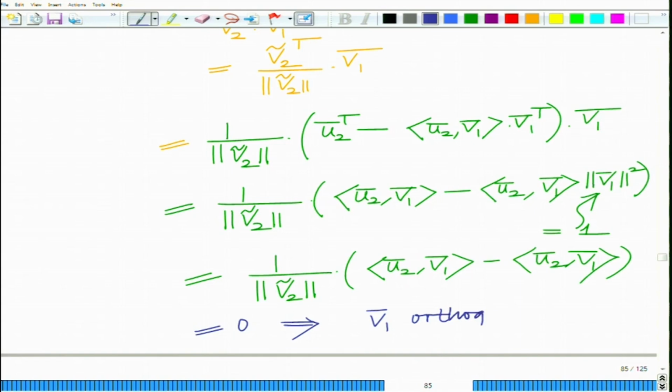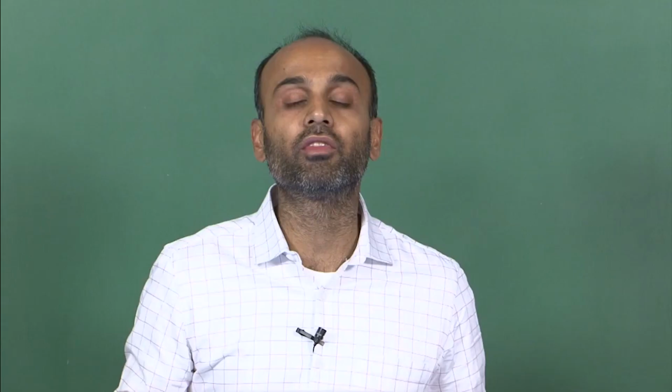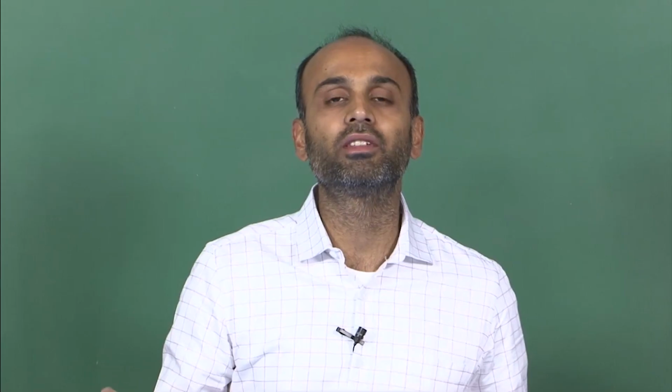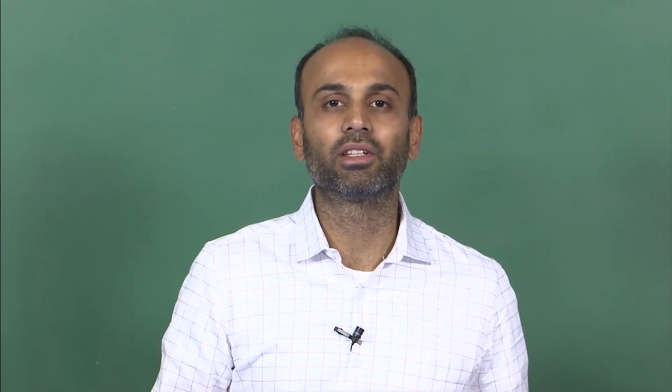which implies V1 bar is orthogonal to V2 bar, and this can also be represented as V1 bar perpendicular to V2 bar, because remember we said the cosine of the angle between these two vectors is related to the inner product. If the inner product is 0, which means the cosine of the angle is 0, the angle theta is 90 degrees, and therefore the vectors are perpendicular to each other.